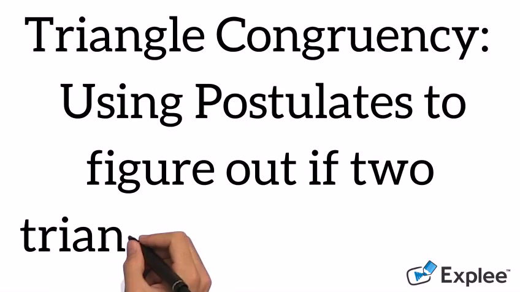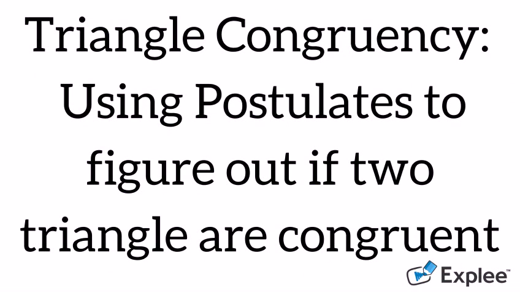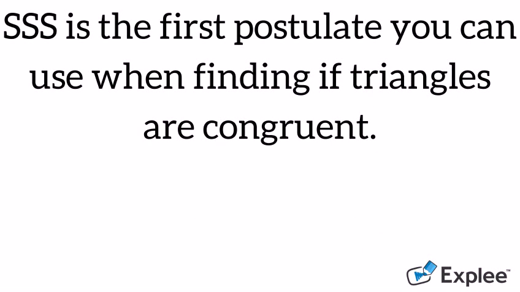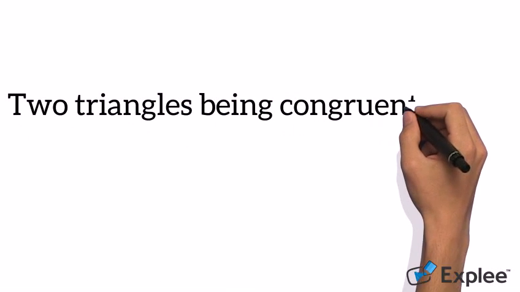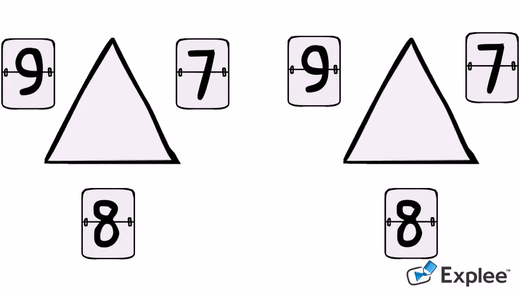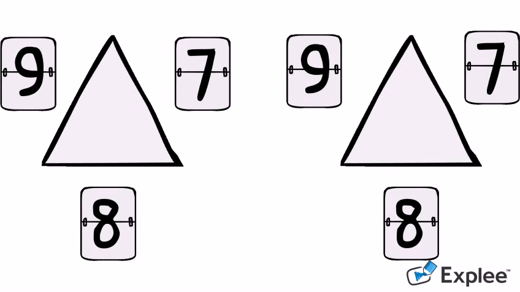Triangle congruency, using postulates to figure out if two triangles are congruent. Side side side is the first postulate you can use when finding if triangles are congruent. Two triangles being congruent by side side side means that the two triangles have three equal sides. For example, since we have a corresponding 9 side, 8 side, and 7 side, we can conclude that they are congruent because of the side side side theorem.